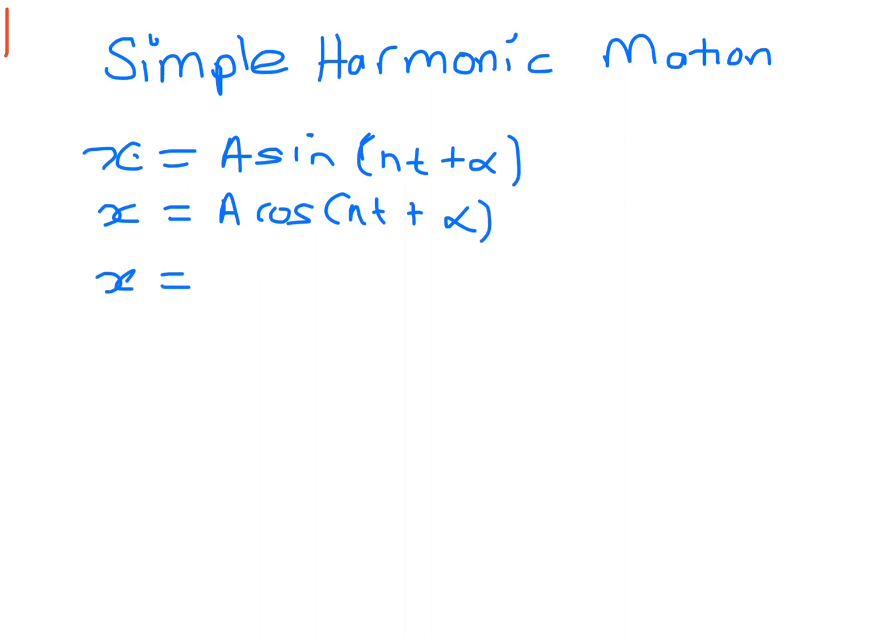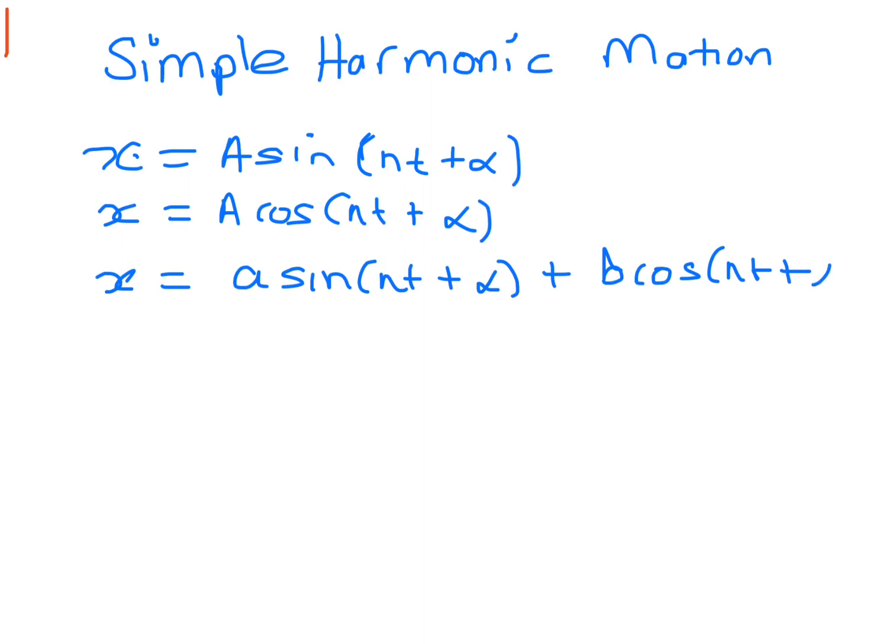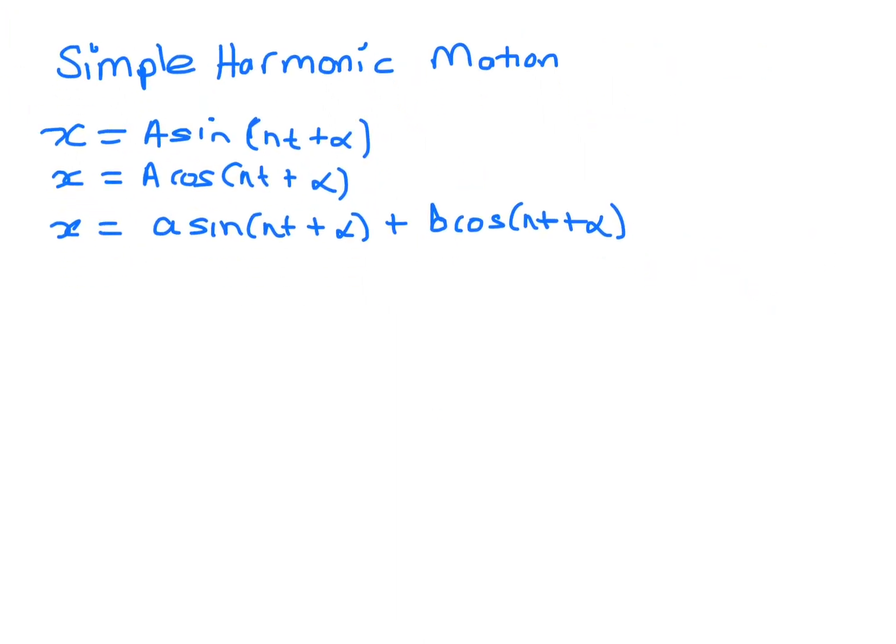If there was a combination of the two of them, let's say a sine(nt plus alpha) plus b cos(nt plus alpha). Okay, now all of these motions oscillate about 0, so they oscillate about the origin. If you happen to put plus c on the end, then they would oscillate about c.